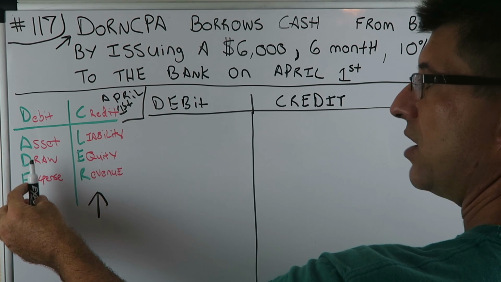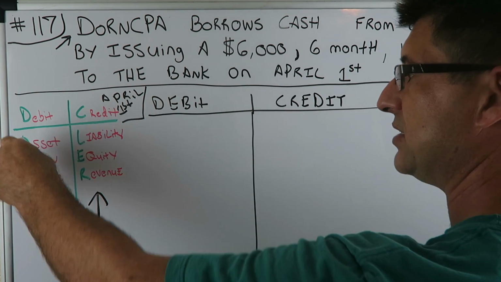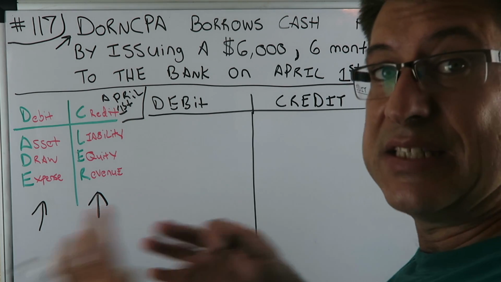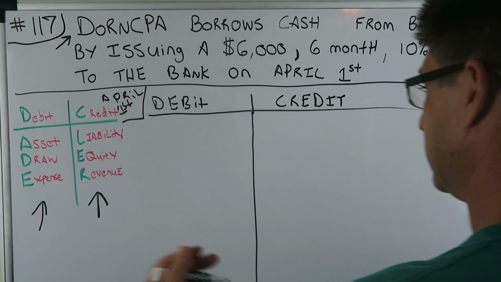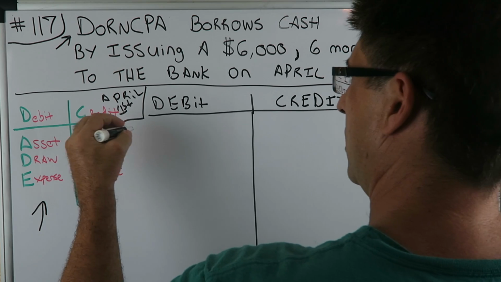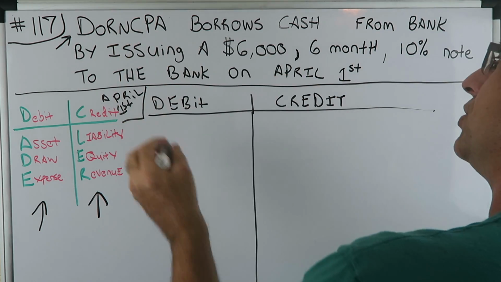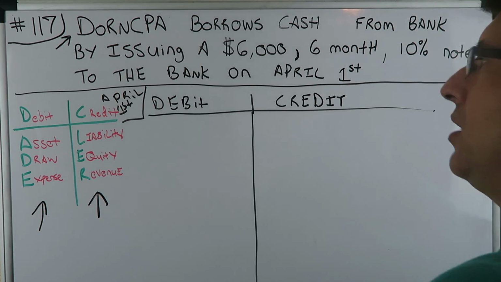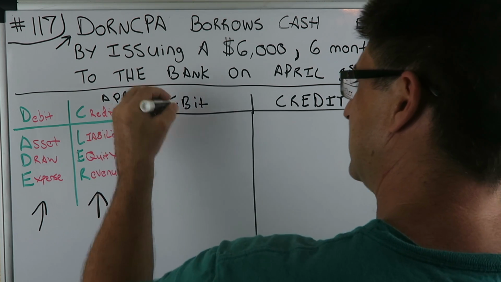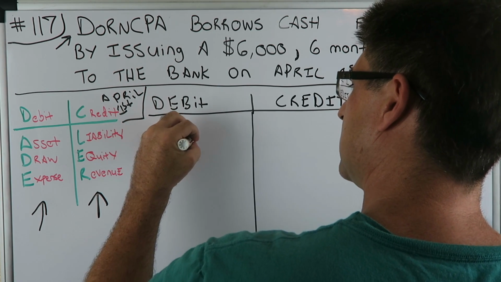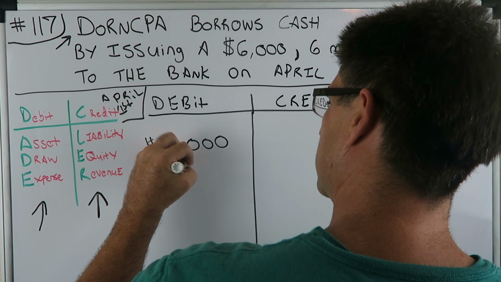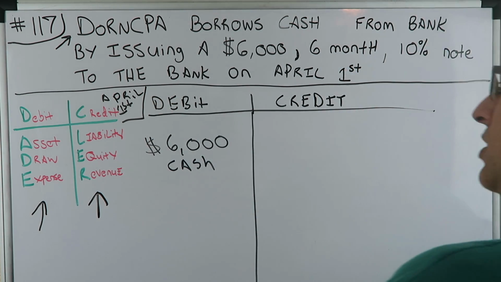If it's increasing in value, it's going to be a debit. If it's decreasing in value, it's going to be a credit. We have cash increasing in value, so that's going to be a $6,000 debit. So on April 1st, we record the journal entry for borrowing money by issuing the bank a note payable. We're going to have a debit of $6,000 cash.